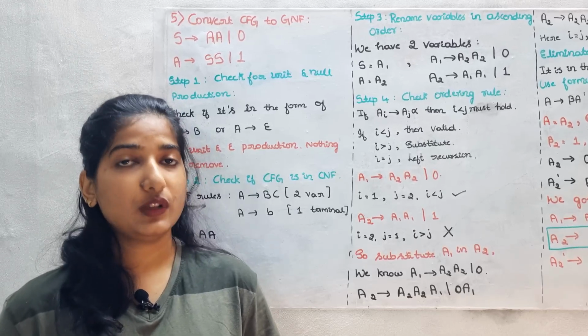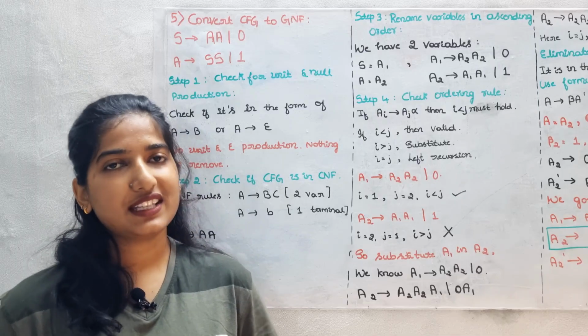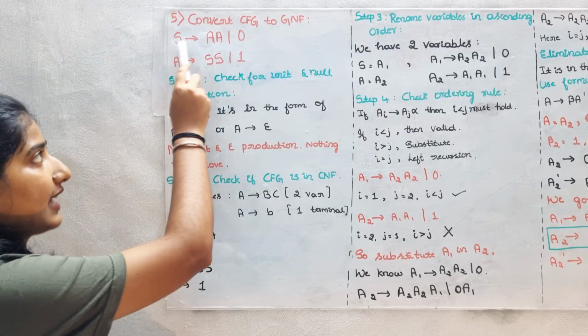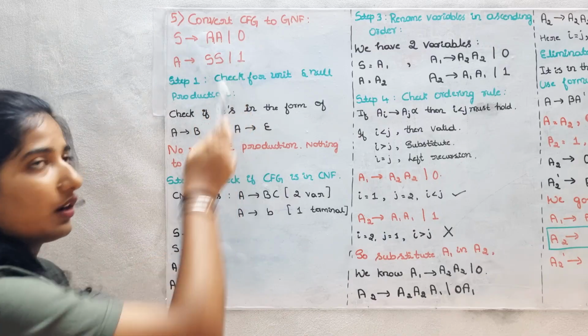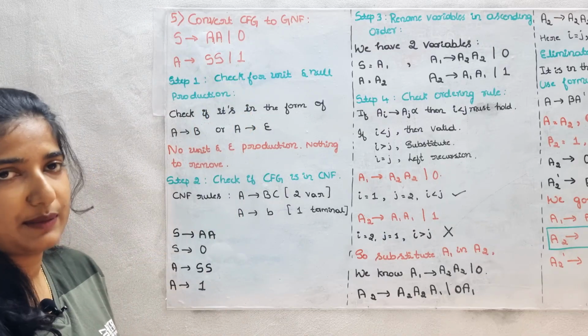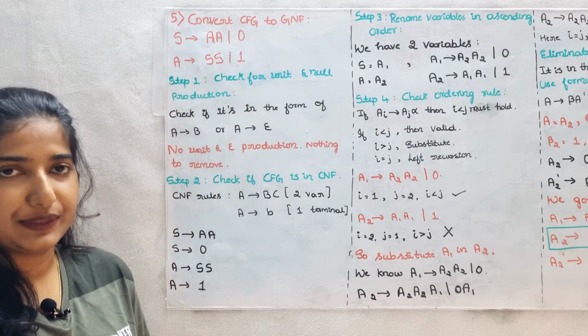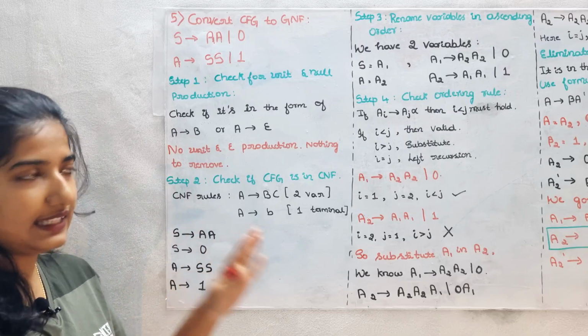In today's video, let us solve the next example in converting CFG to GNF, that is Greibach Normal Form. So the problem is S derives AA or 0, and A derives SS or 1. So we have two variables, that is S and A, and these two are terminals. So how to convert CFG to GNF? We have to follow certain steps.